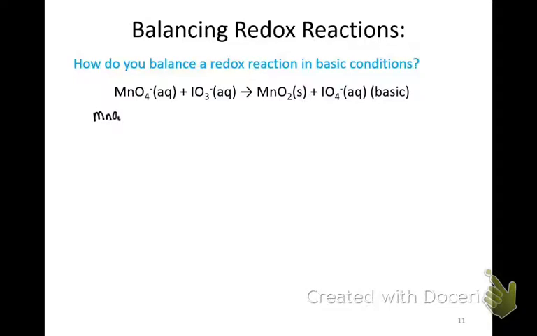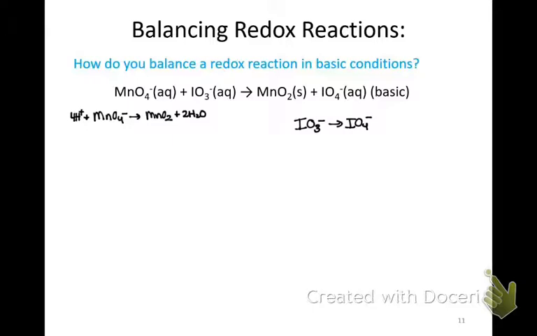So we've got permanganate goes to manganese dioxide on one half reaction, and we've got iodate goes to periodate on the other side. All right, and then we start balancing. Our manganese atoms are balanced. We can add 2 waters to balance our oxygens, and that means that we'll need to add 4 protons to the reactant side. And then we can balance our charges.